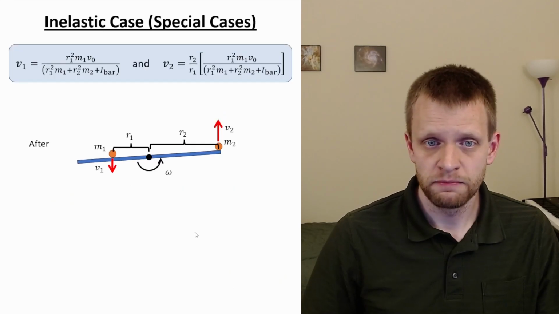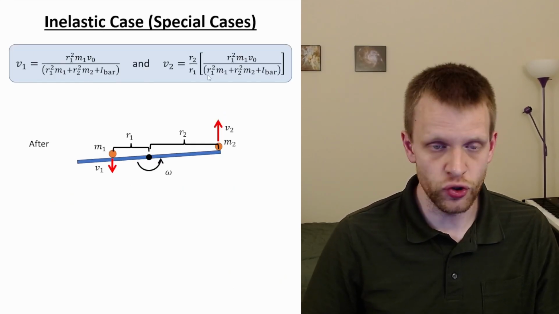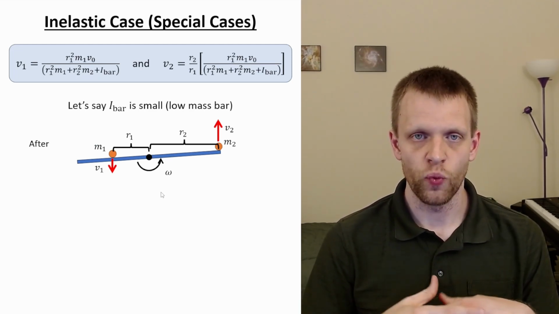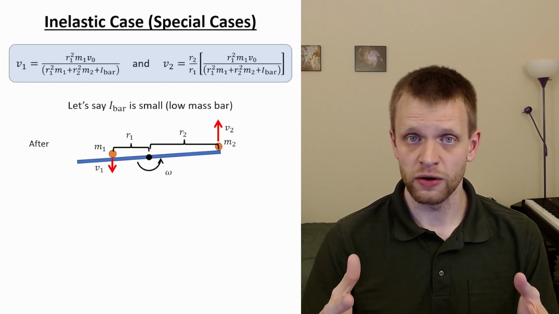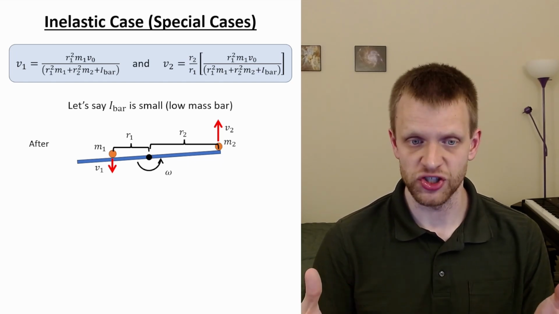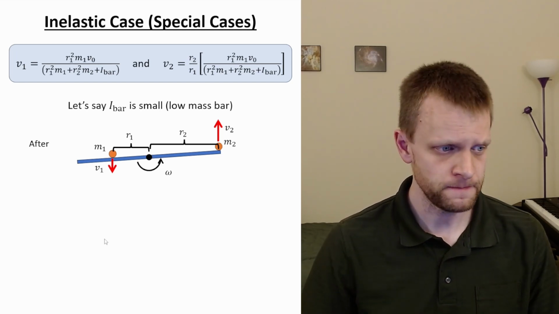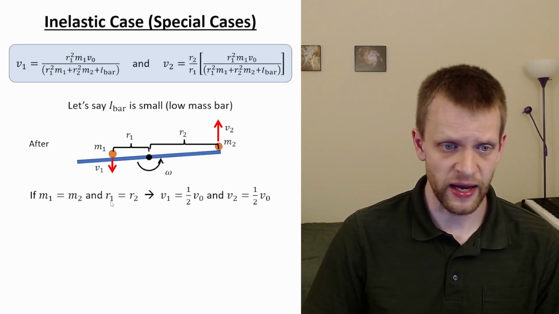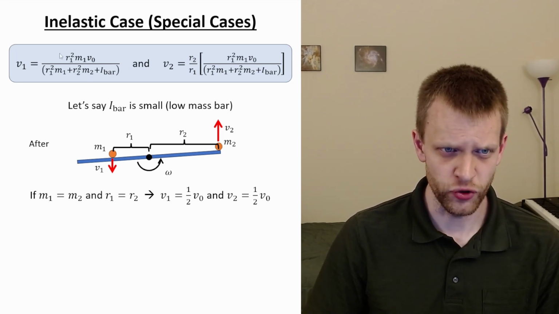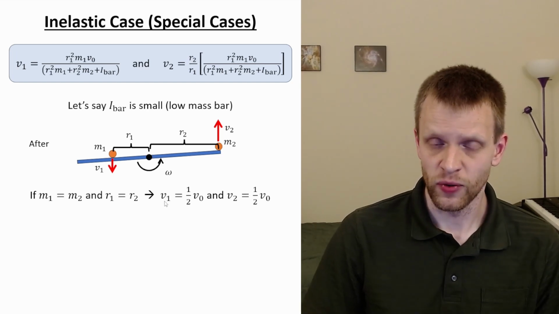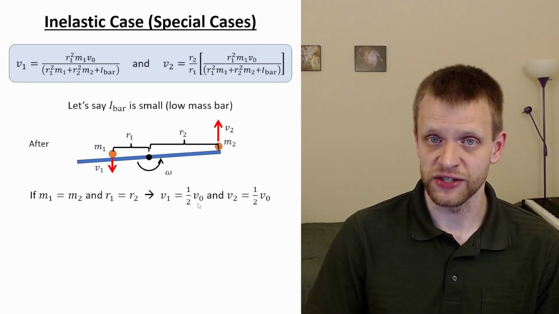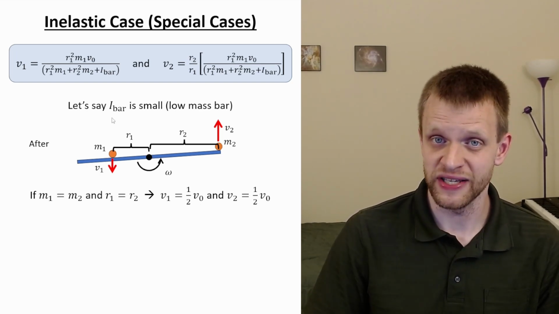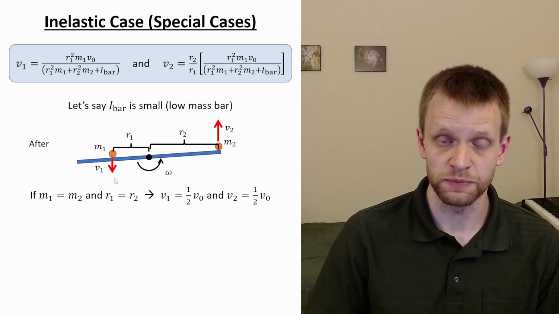We can look at some particular cases. These are just the two equations that we just derived. For this one, let's look at a couple of cases, assuming the bar's moment of inertia is fairly small, like a low-mass bar. Well, we can make some predictions. If M1 and M2 are the same and those distances are the same, and you plug that information into these equations, V1 will be half the initial velocity that it was moving at, and V2 will also be half of the initial velocity that M1 had as it was coming in just before hitting the bar.